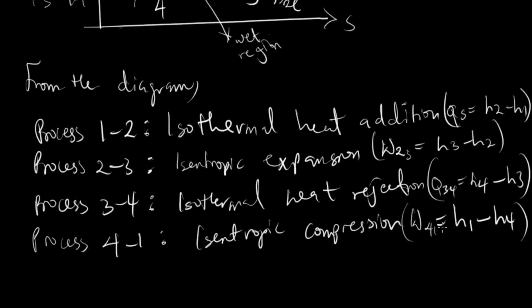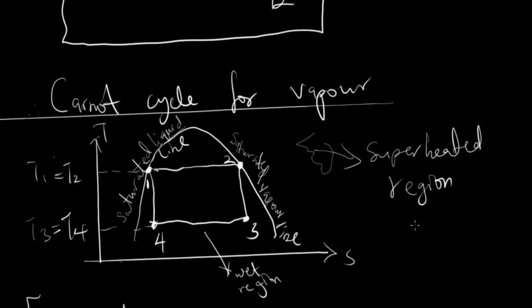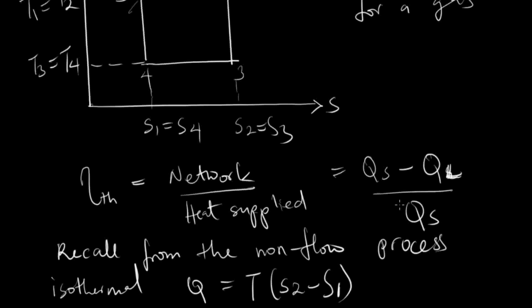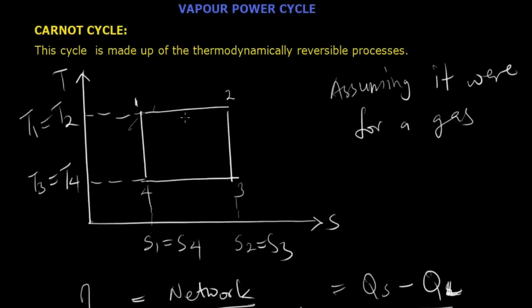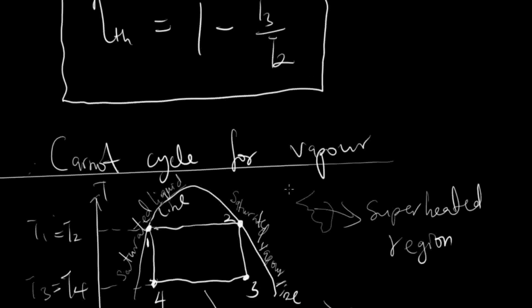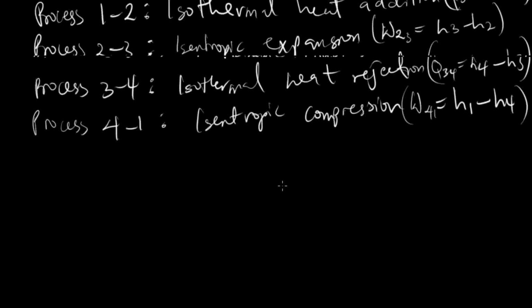Without taking much of our time, let's take an example to illustrate this. We have this Carnot cycle, assuming it as a gas and also assuming it as a vapor. So let's go over and take an example.